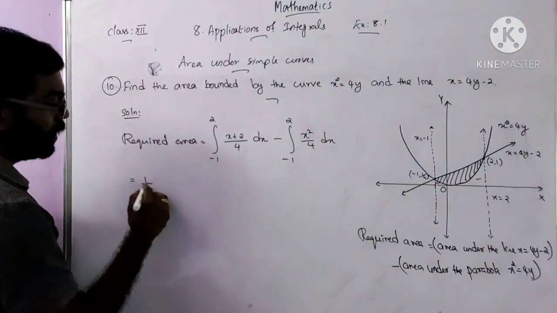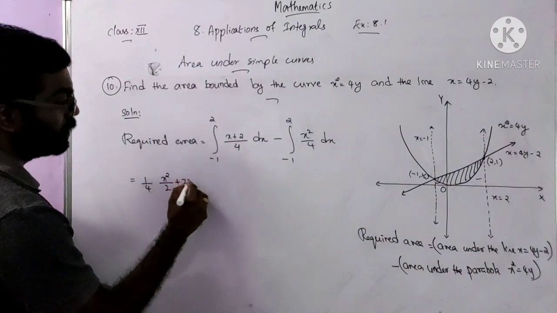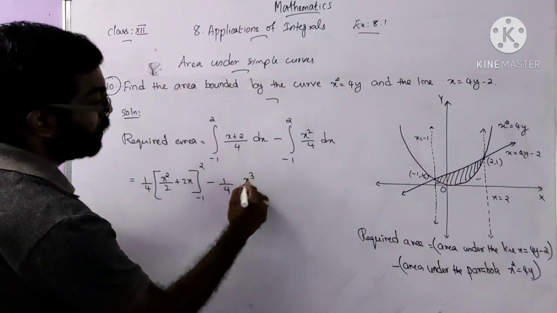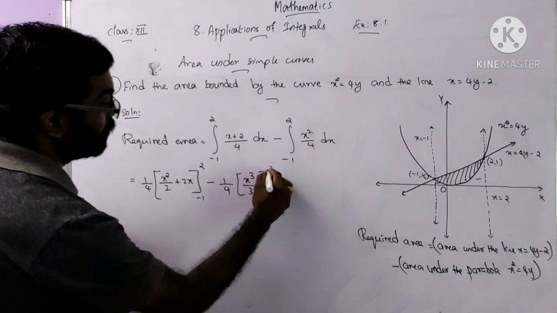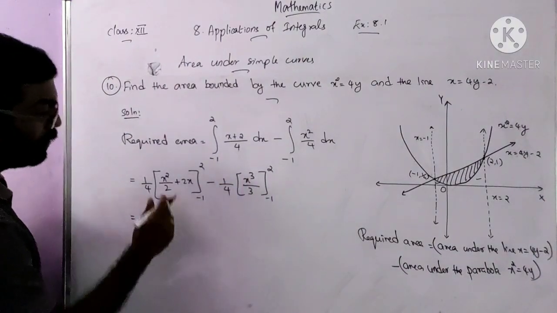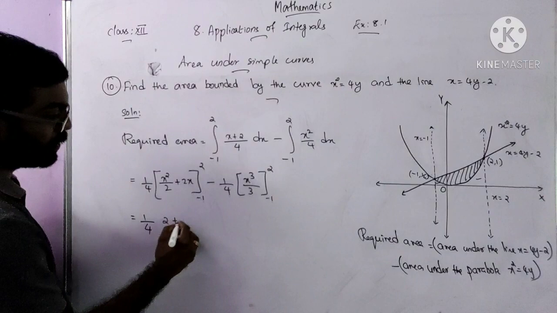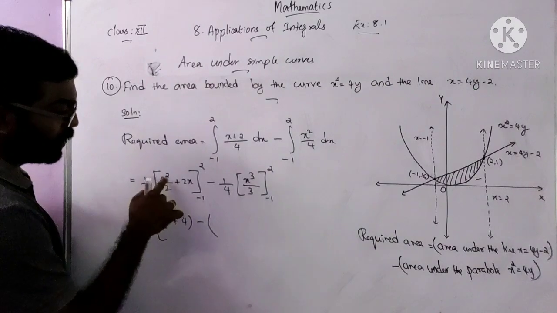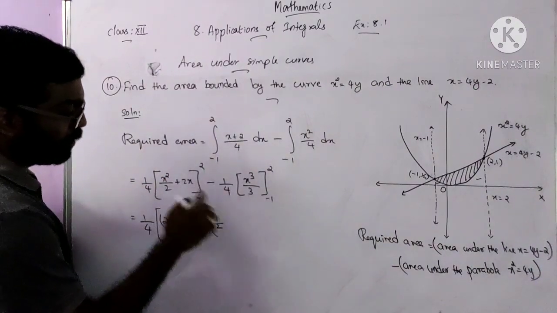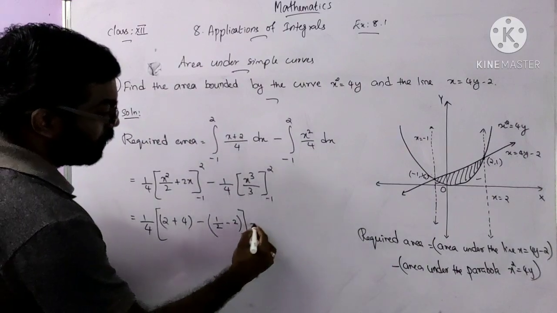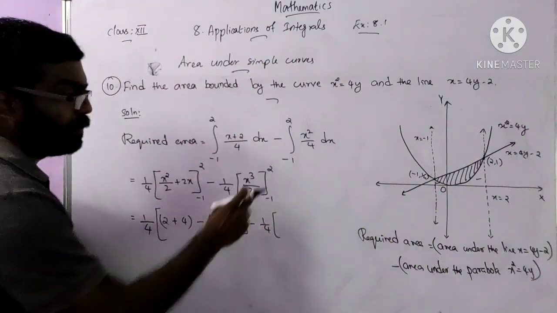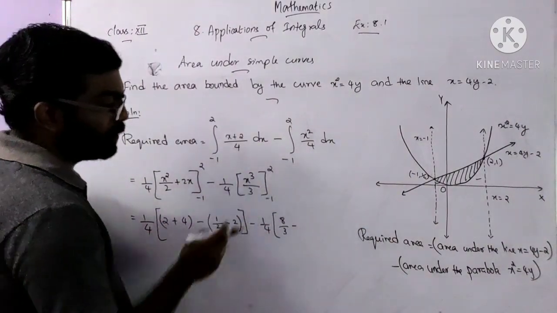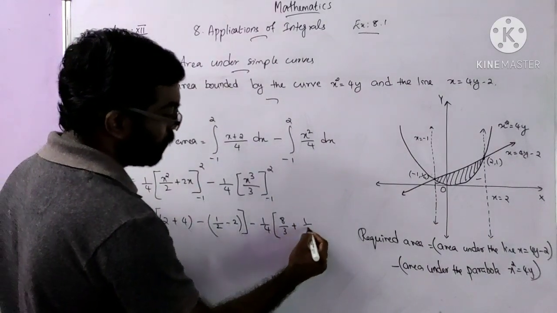Now we can integrate. So 1 by 4 into x square by 2 plus 2x within the limit minus 1 to 2. Then minus 1 by 4 into x cube by 3 within the limit minus 1 to 2. We can apply the limit: 1 by 4 into 2 square is 4, 4 by 2 is 2, 2 plus 2 twos are 4. So minus lower limit. Minus 1 square is 1, so 1 by 2, 2 into minus 1, minus 2. Minus 1 by 4 into, here upper limit is 2, 2 cube is 8, 8 by 3. Minus lower limit. Minus 1 cube is minus 1. Minus of minus plus, plus 1 by 3.